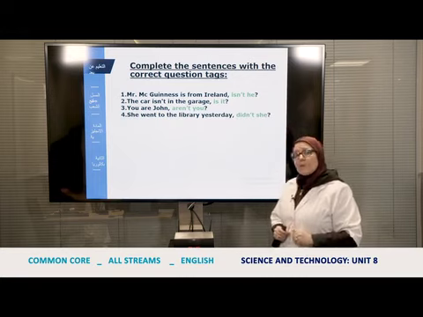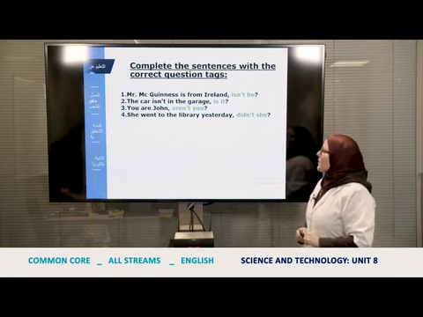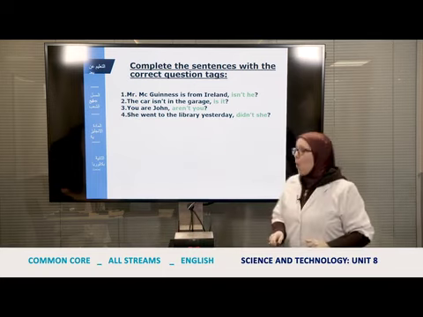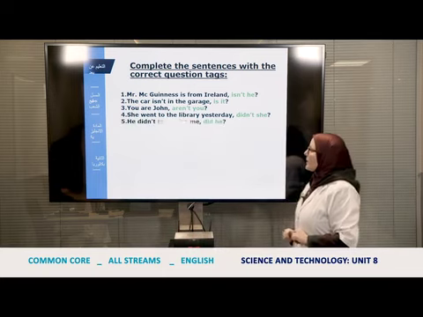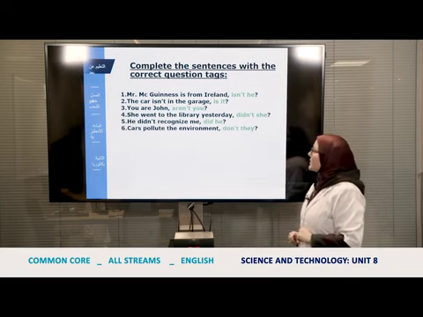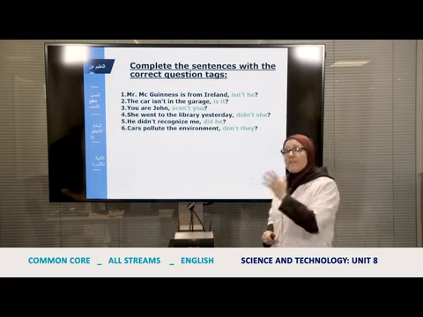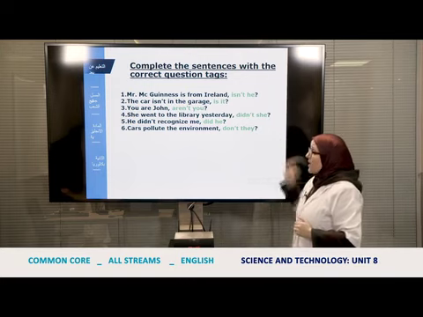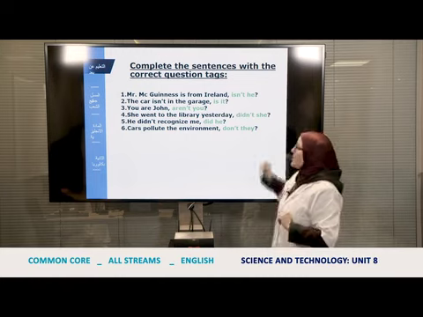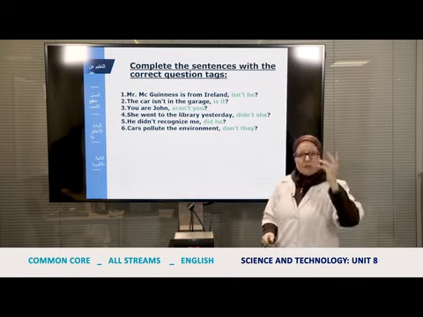She went to the library yesterday, didn't she? Because the negative form of went is didn't go. He did not recognize me, did he? Cars pollute the environment, don't they? The negative form of pollute is don't pollute, and cars is replaced with they, because they here replaces animals, objects, people, whatever.